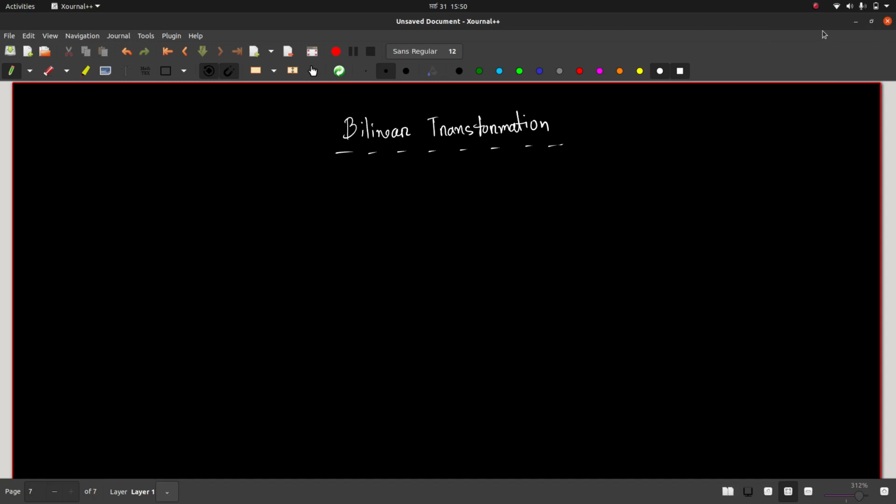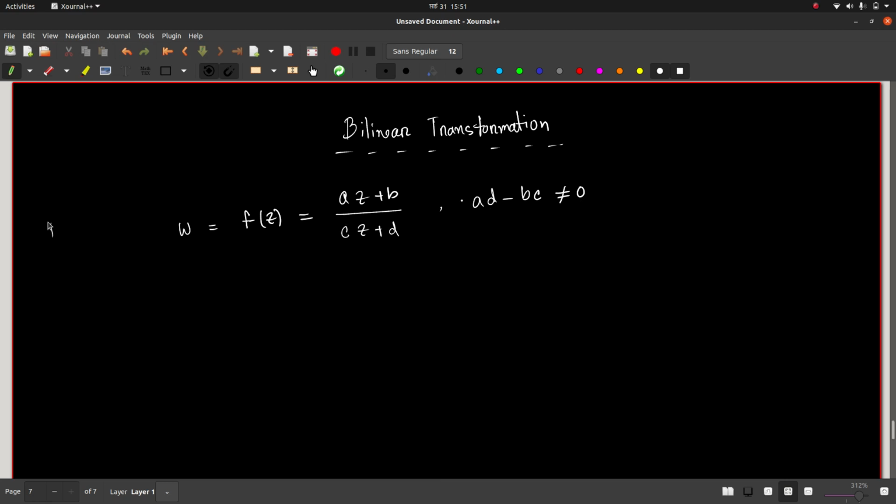So in this lecture we are going to discuss bilinear transformations. This is an important class of conformal mapping, and this is given by w equals f(z), where f(z) is given by (az + b) divided by (cz + d), where we demand that ad minus bc is not equal to 0. This demand will be important because bilinear transformations will form a group, and to do that you need to have an inverse. So this is the definition of a bilinear transformation.